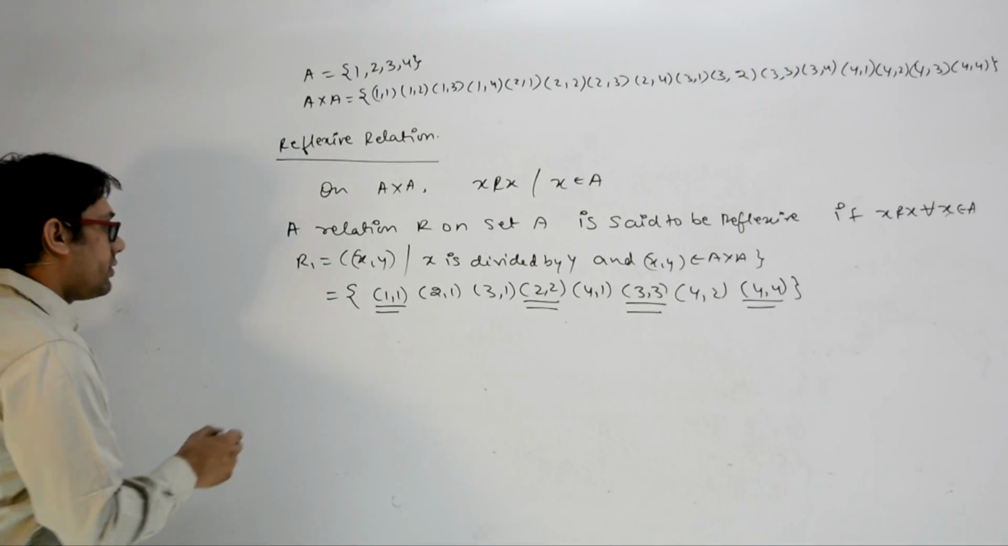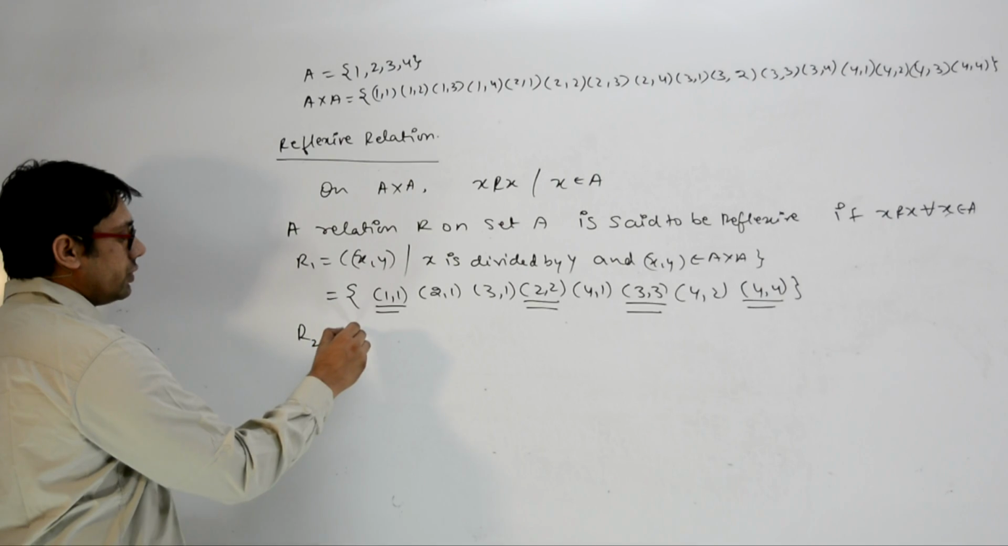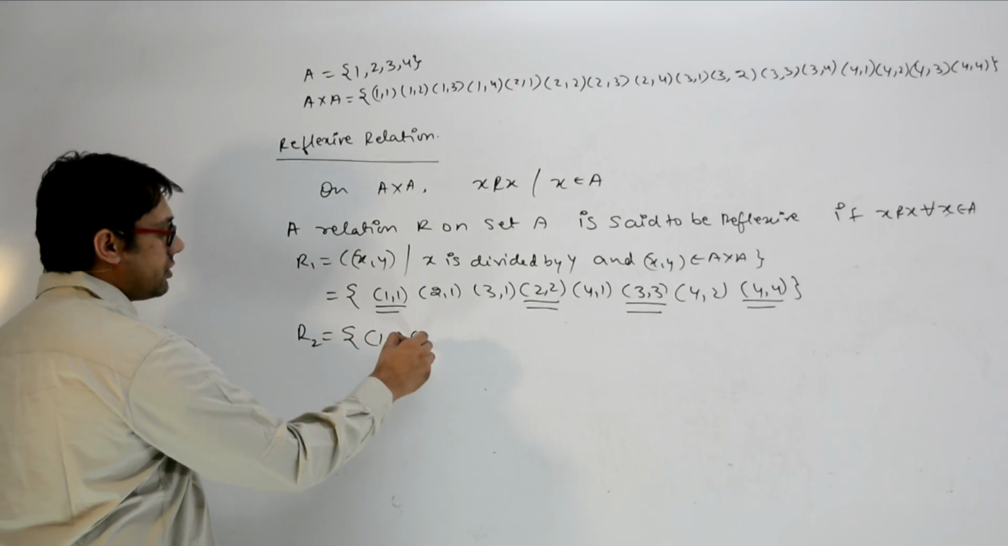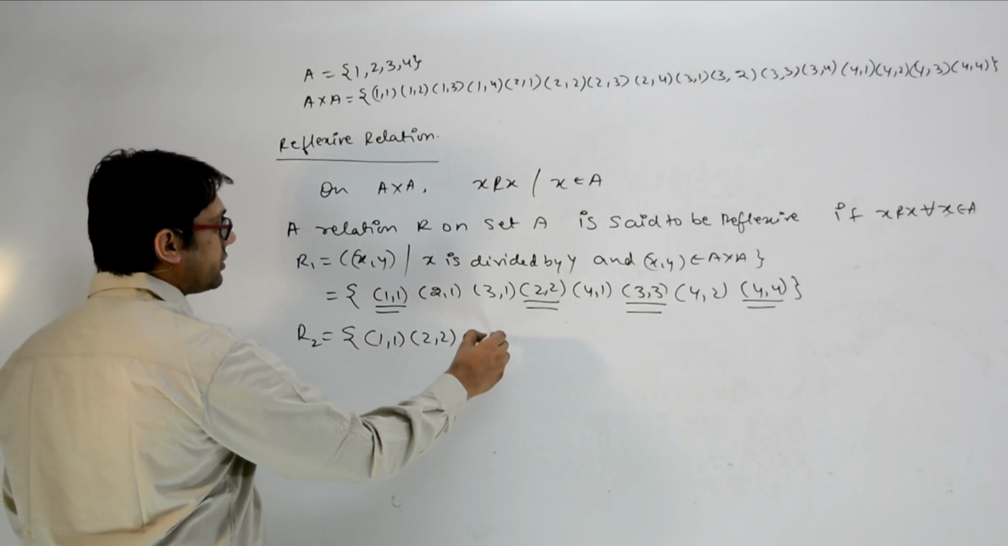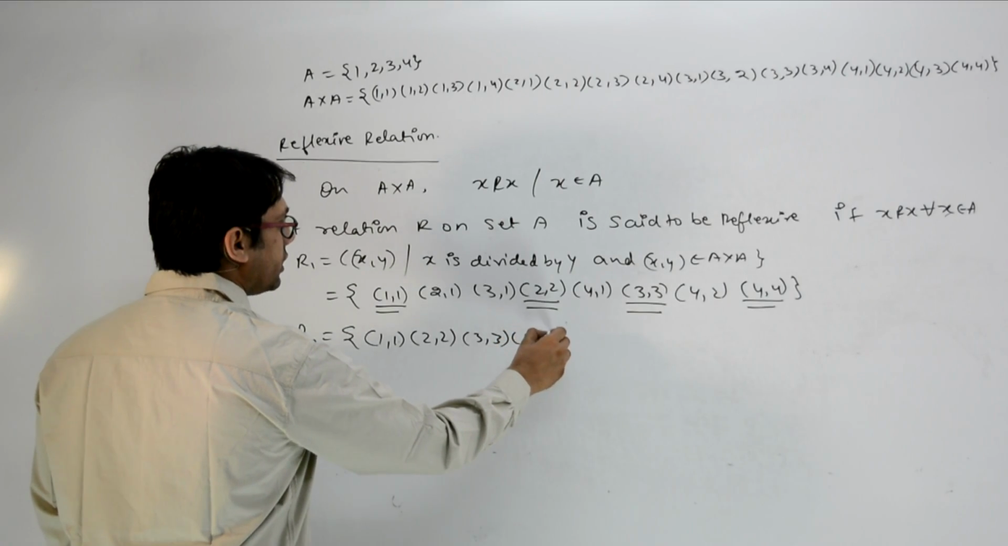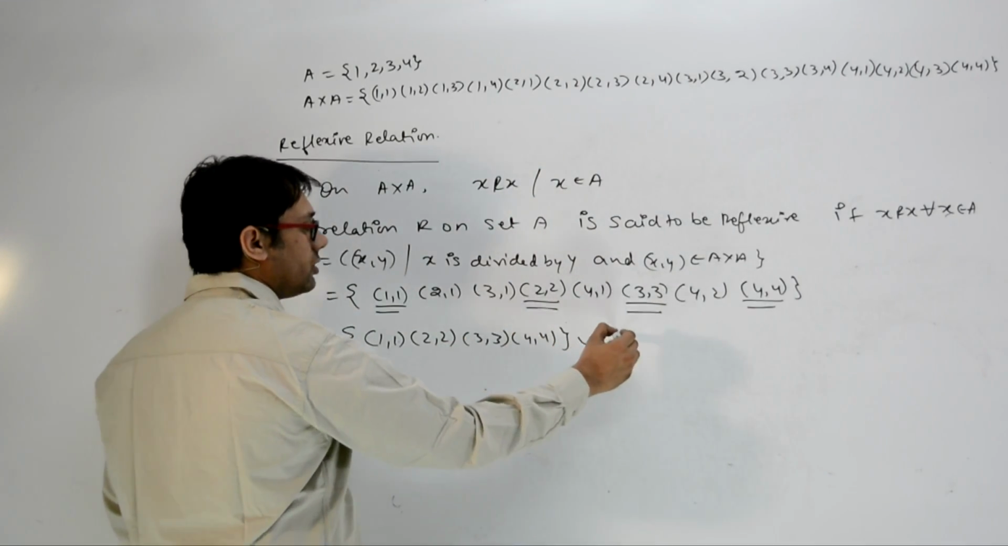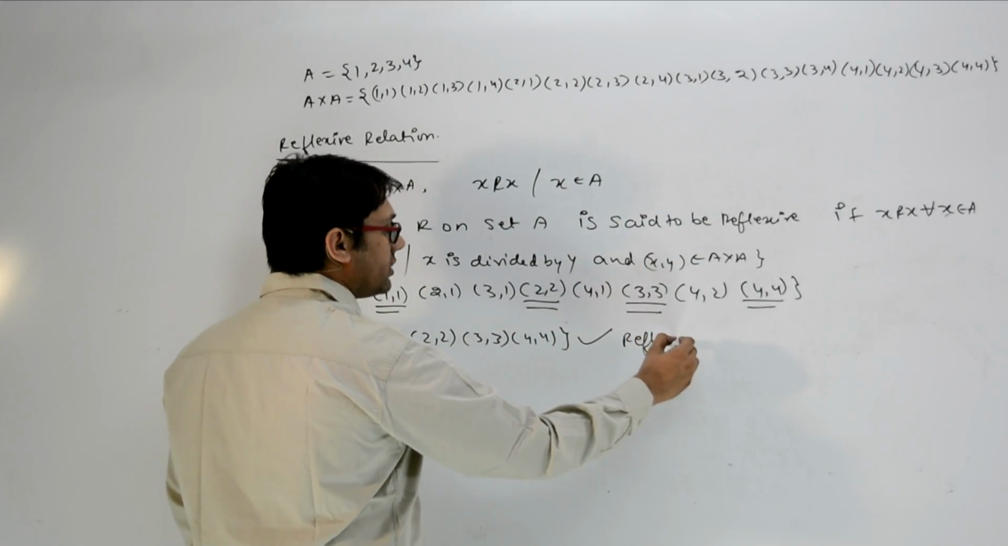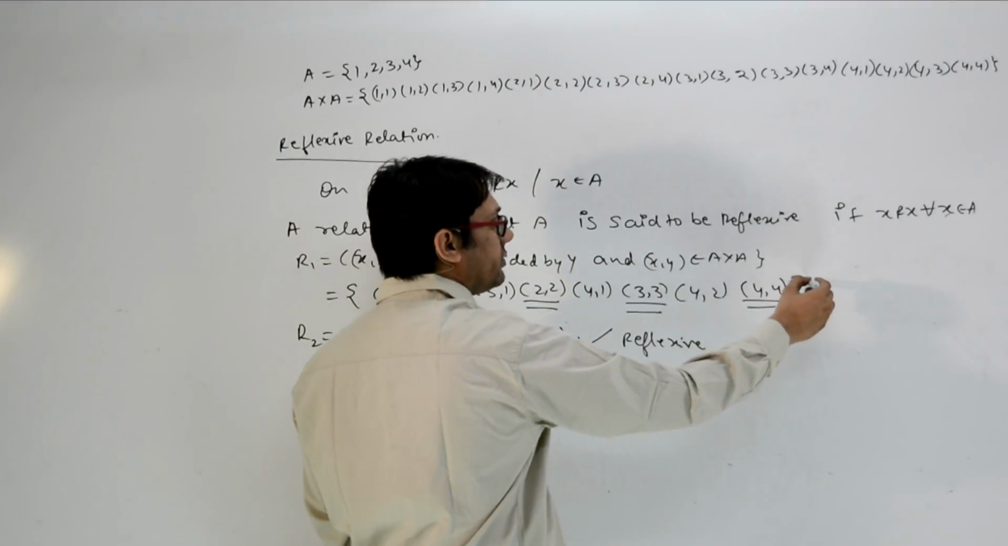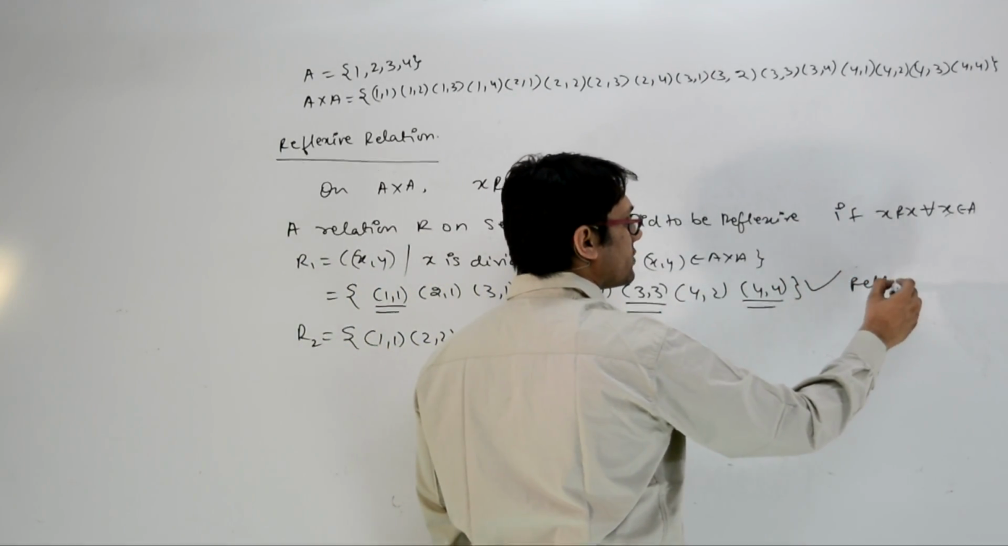So for example, if I define the relation R2 which is going to contain the elements 1, 1, 2, 2, 3, 3 and 4, 4, then this relation R2 is also reflexive.